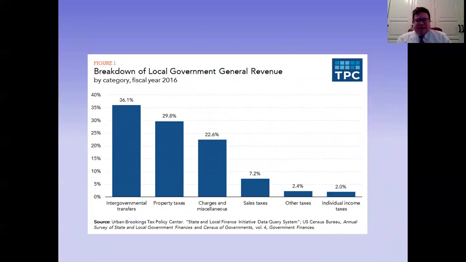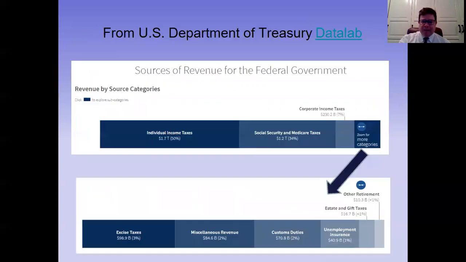Local government gets about 1/3 of its revenue from intergovernmental transfers. In this instance, they come either from the federal government or the state government, or from the federal government through the state government to local governments. And we see that the property tax is the biggest source of revenues here.